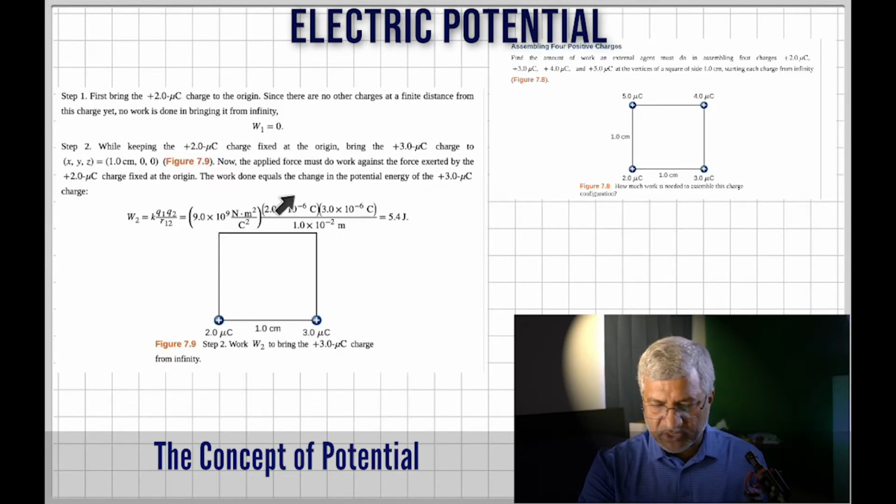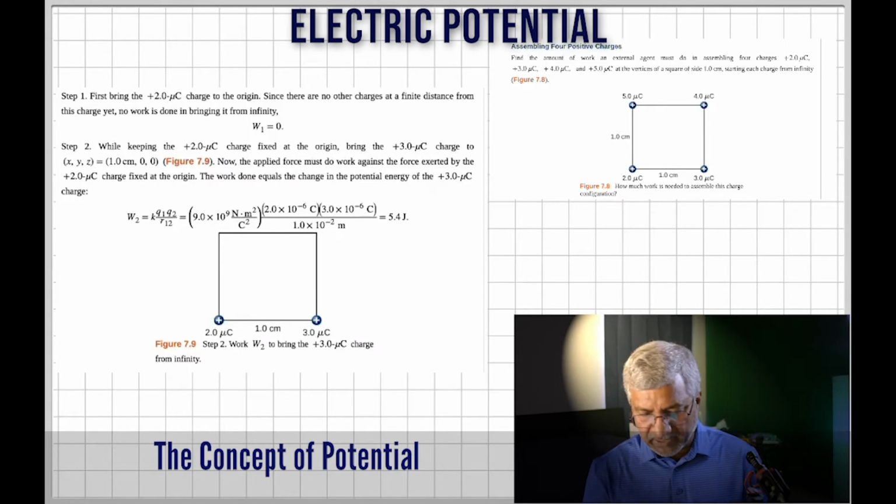And then you have the first charge, 2 microcoulomb. You see the 10 to the negative 6 because we're changing micro into coulombs. And again, 3 microcoulombs divided by the distance between them in meters. And so when we do the calculations, we get 5.4 joules. That's the work done to bring in the 3 microcoulomb.